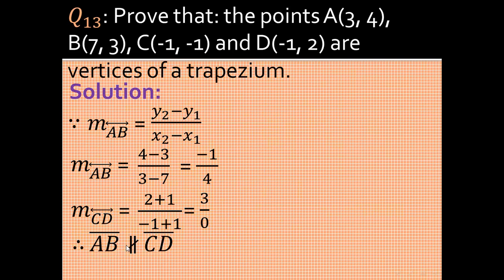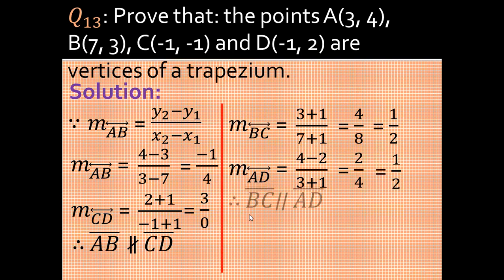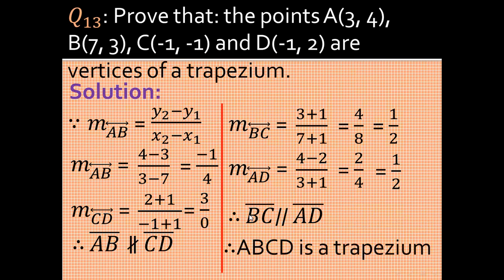Then AB is not parallel to CD. Then we have two sides not parallel. The second step, find the slope of BC equals 4 over 8 equals half, and the slope of AD equals 2 over 4 equals half. It means BC is parallel to AD. Then ABCD is a trapezium. A trapezium has only two sides parallel.